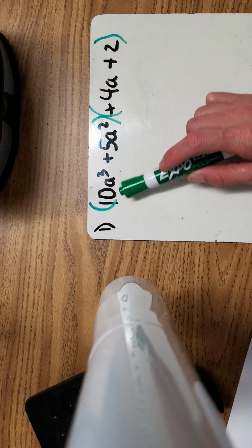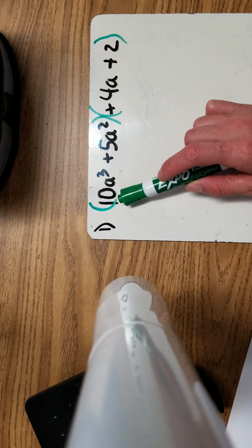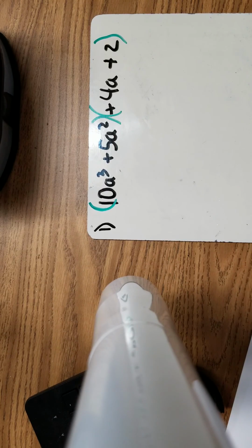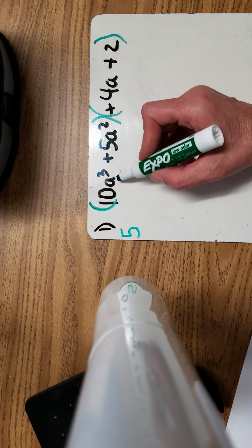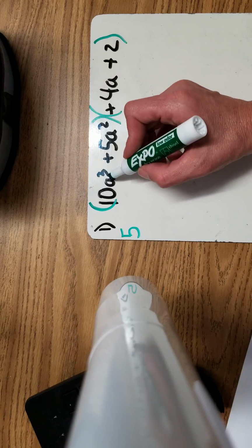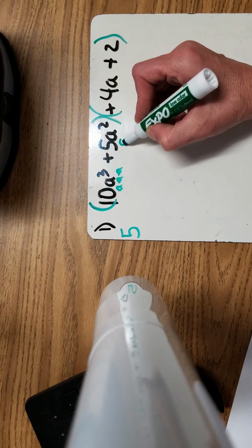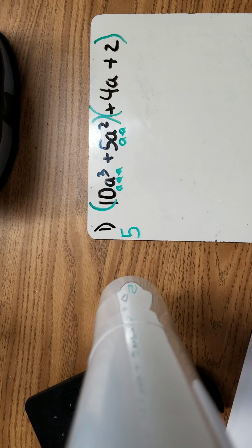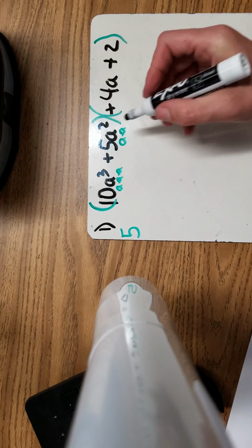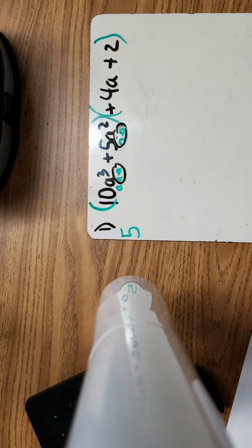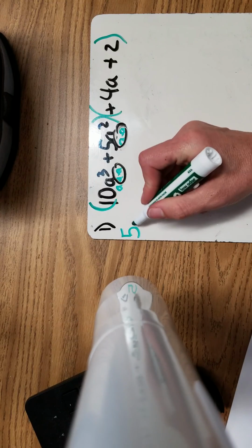So for this first group, I have to figure out what goes into 10 and 5, the biggest number possible. So if I think about that, 5 is the only number that goes into both, other than 1. And then we also need to take a look at the variables. A to the third means A times A times A. A to the second means A times A. So I just look at what they have in common. So if I look at what they have in common, they both have A to the second power. Okay? So I'm also going to factor out A to the second power.